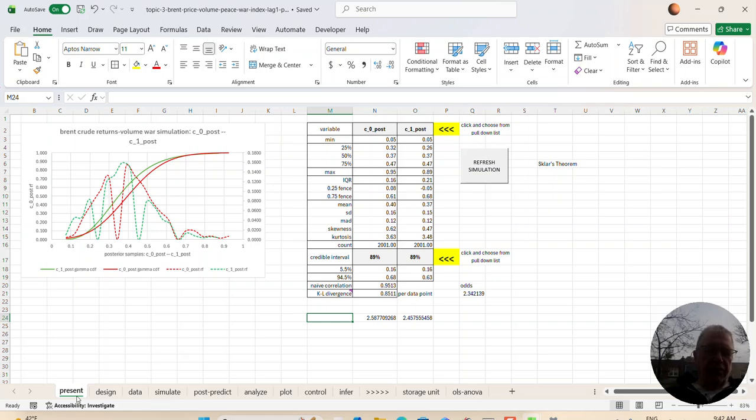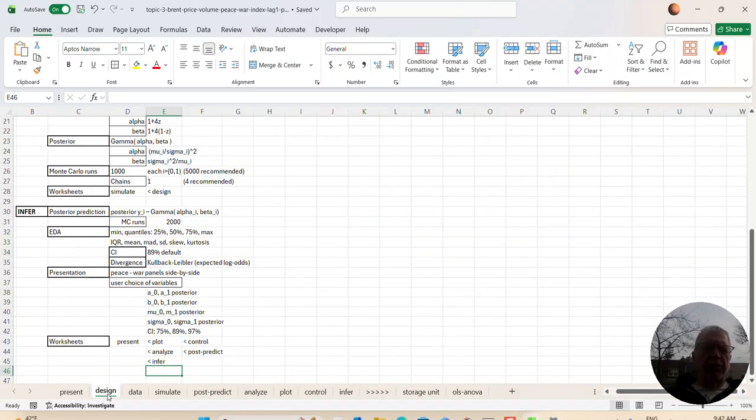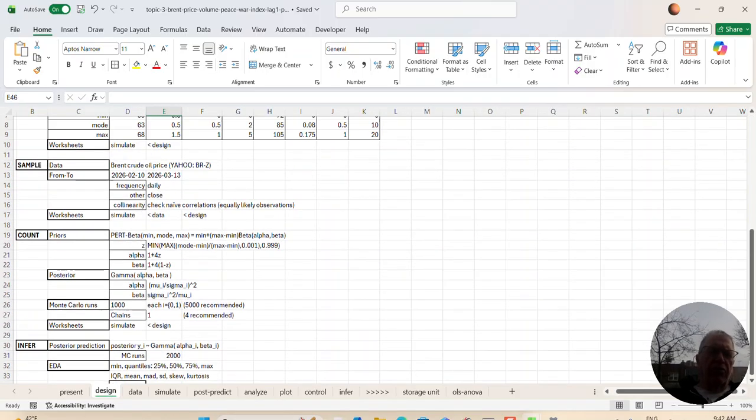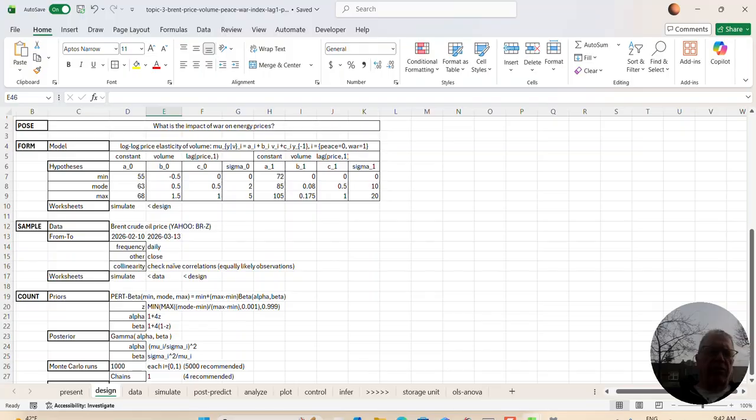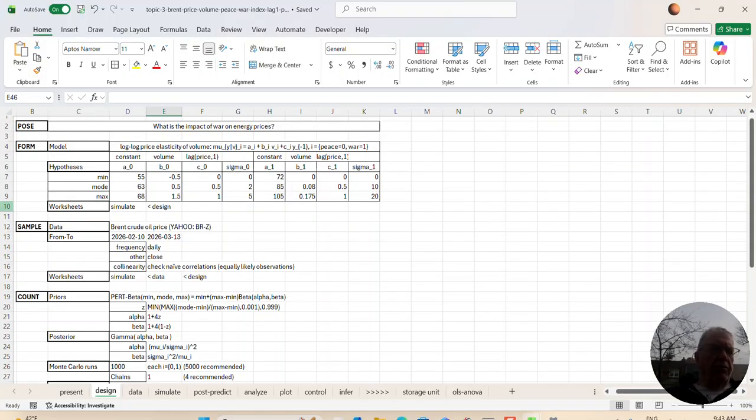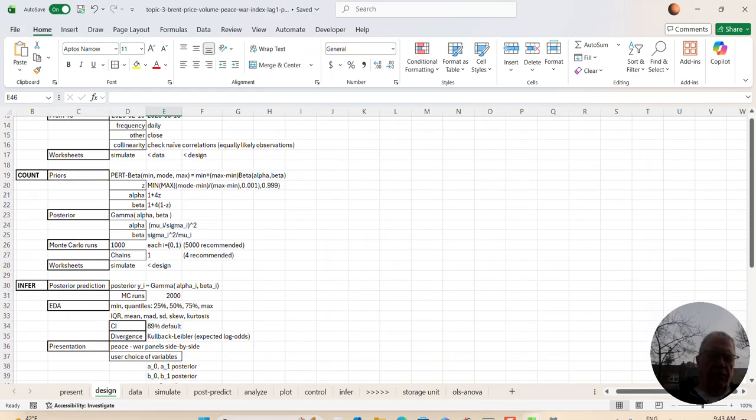So this is the present. Now what I want to show you here is the spreadsheet engineering approach, which basically assigns a different task to a different worksheet. Each of these tabs is a worksheet. The set of tabs is a workbook. And the first one is something I'm going to call design, which we've been following throughout the course, where we pose, form, sample, count, and finally infer.